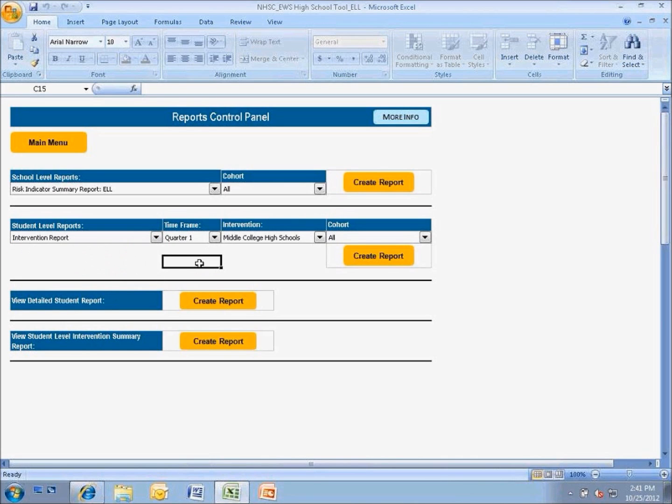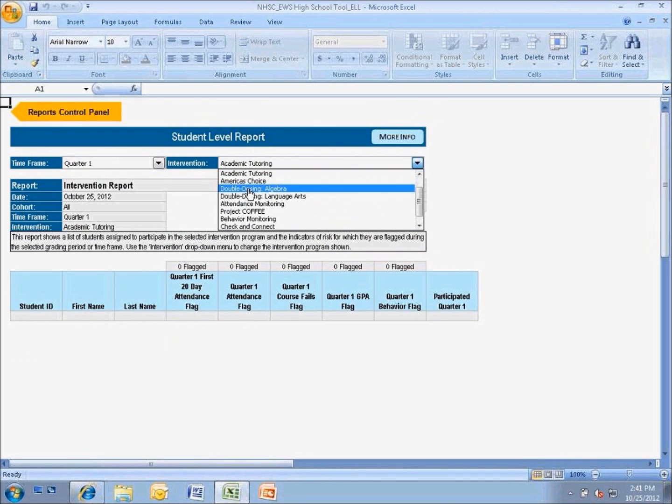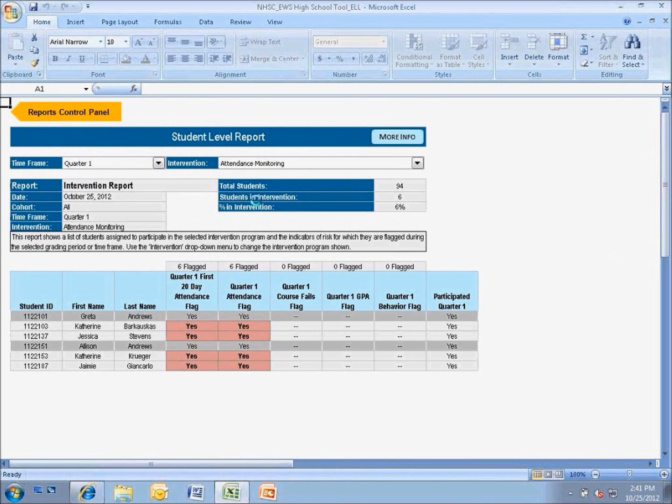Now, what this report does is it lets you look at all of the students who have been assigned to any of the interventions in the tool. Again, these are just example interventions that I've loaded for the purposes of this demonstration. We'll get into how to select the best interventions for your school later in this series. So, for example, if you wanted to see all of the students who had been assigned to academic tutoring, I meant to do attendance monitoring. There they are.